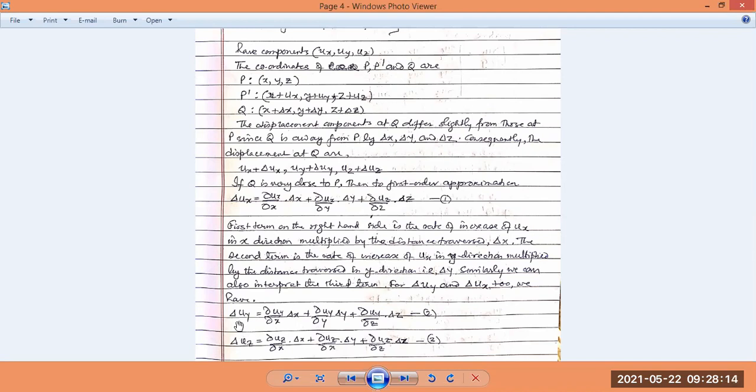The same is the case for delta uy and delta uz. Always we have ux, uy, and uz, all divided by dx, dy, and dz, and multiplied by the changes in the coordinates delta x, delta y, and delta z. So these equations are more or less similar, and we can form a matrix with them like this.